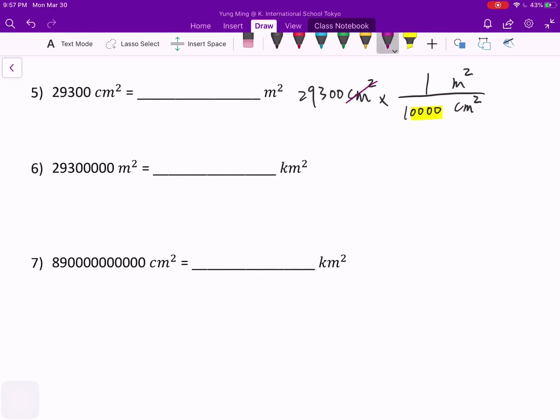And then my centimeter square and centimeter square cancel out. That basically means I need to divide it by 4 zeros. So 1, 2, 3, 4. Down to here, that gives me 2.93. Okay, keep going. 293, 0, 0, 0, 0, 0.